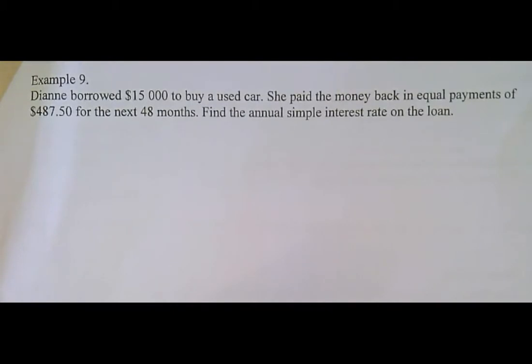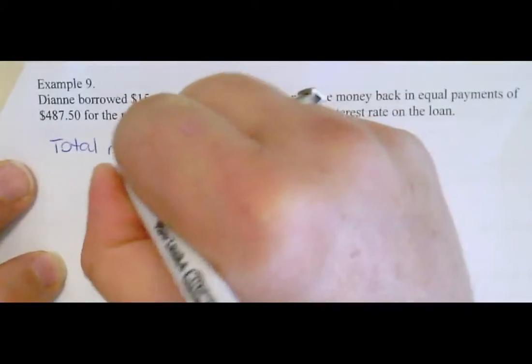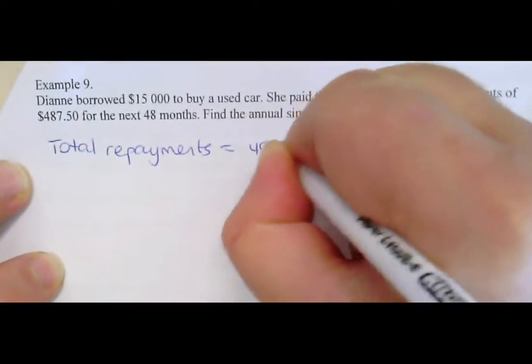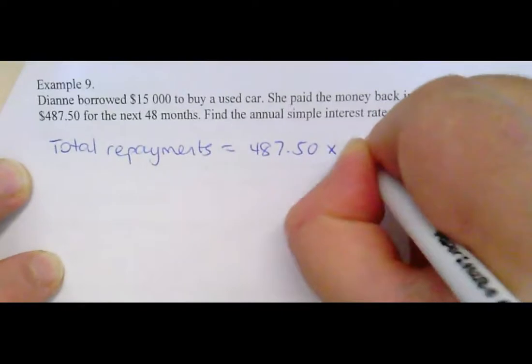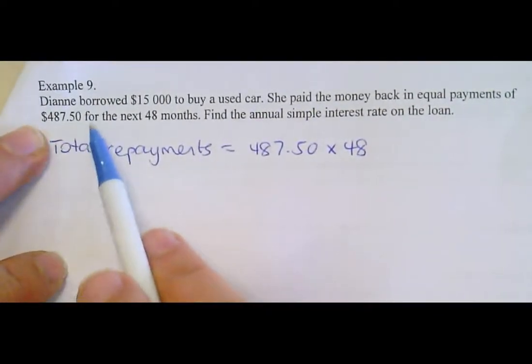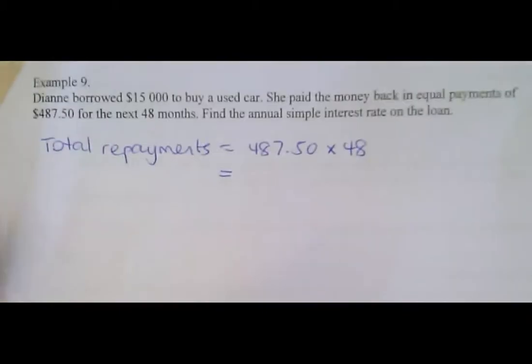What's the natural question to ask? If she's paying that back every month for 48 months, what do you think you should do? So the total repayments is $487.50 times 48, because she's paying back $487.50 a month for 48 months. And what do you get?